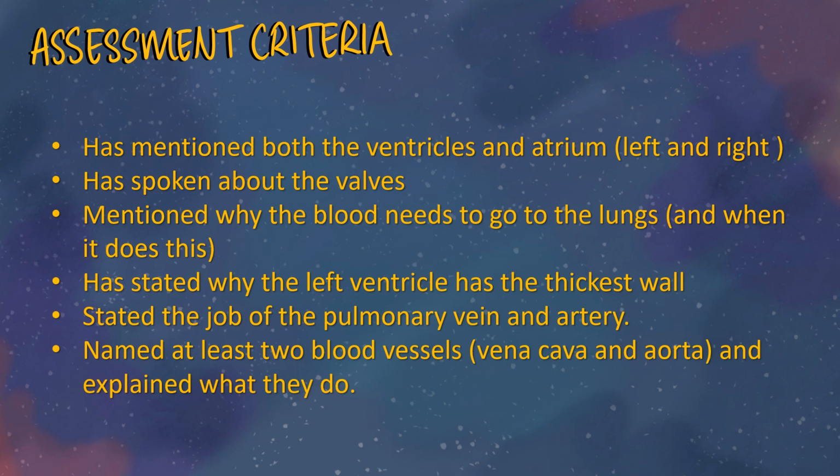And here is your assessment criteria. These are all the things that you should have mentioned in your task. You need to have mentioned both the ventricles and their atrium. You need to have spoken about the valves. You need to have mentioned why the blood needs to go to the lungs. You need to have stated why the left ventricle has the thickest walls, stated the job of the pulmonary vein and artery, and named at least 2 blood vessels and explained what they do.